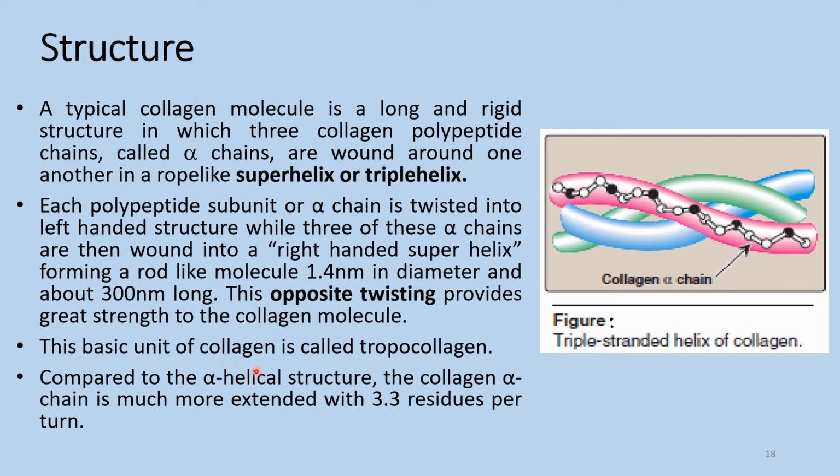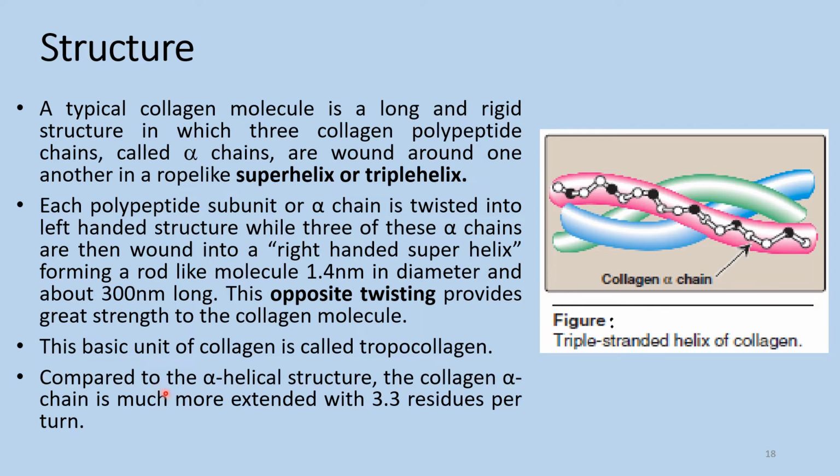The basic unit of collagen is tropocollagen, which is found extracellularly. Intracellularly, in various steps, a molecule of procollagen is formed, which is water soluble. Outside the cell, when procollagen is secreted, an insoluble molecule of tropocollagen, which is the basic unit of collagen, is formed.